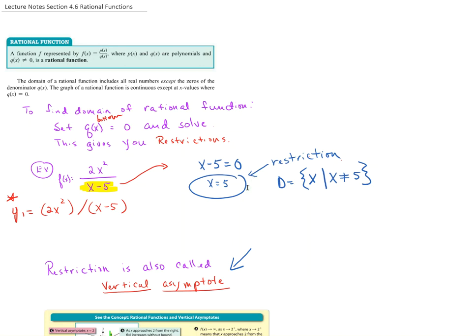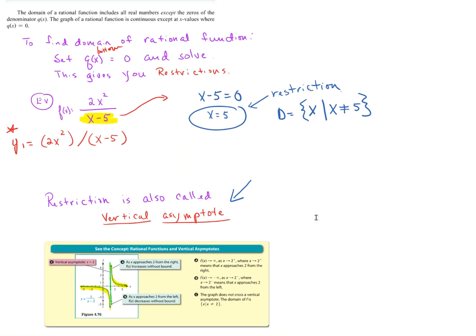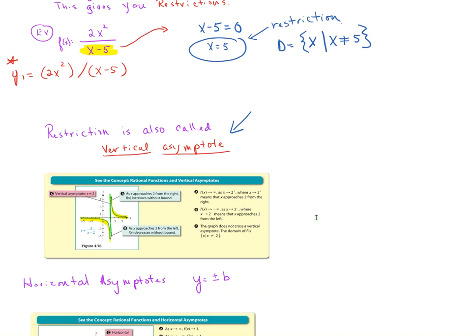So the domain, the formal way to write it is you have a brace, you have the variable x, this line which we read such that, and then x not equal to 5, and close it with a brace. So let's read that one more time. The domain is all x's such that x is not equal to 5. That just means it can be everything else in the world. The restriction is also called a vertical asymptote.